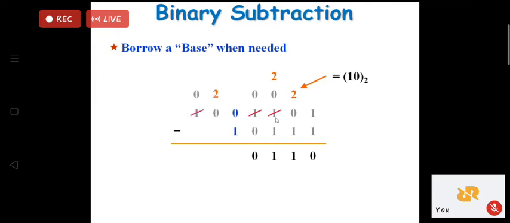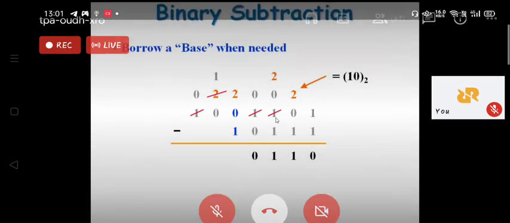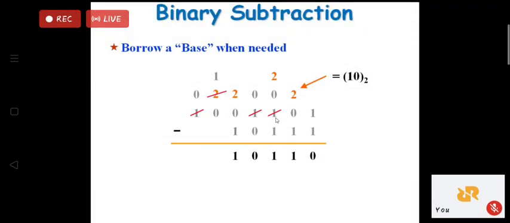Then 0 minus 1 I cannot subtract. So I have taken borrow from the place where there is 1. So 2 I have taken, 2 minus 1 is 1. So remaining was 1. 1 minus 0 is 1, and then 0 as it is.